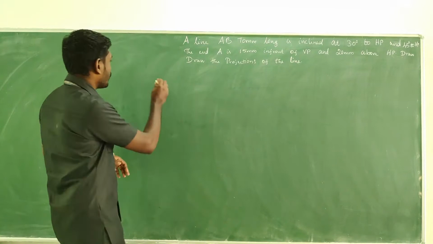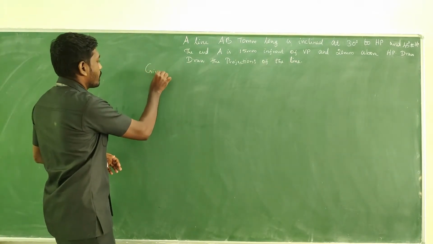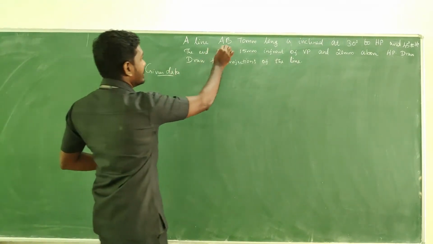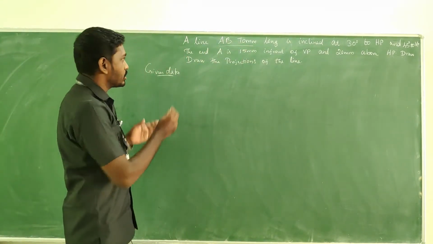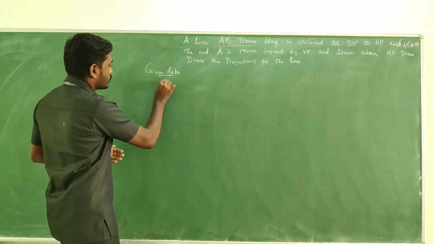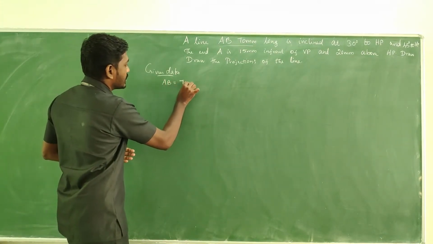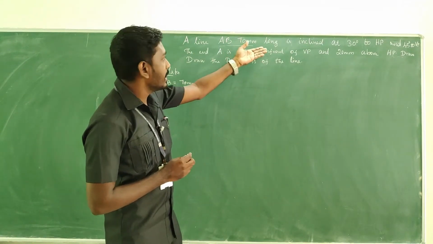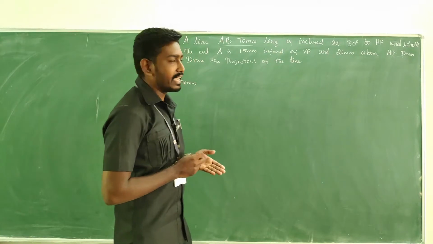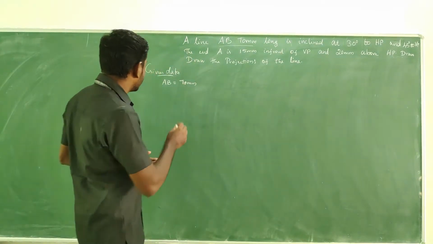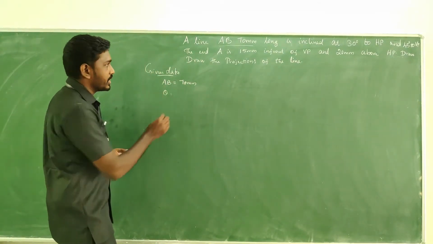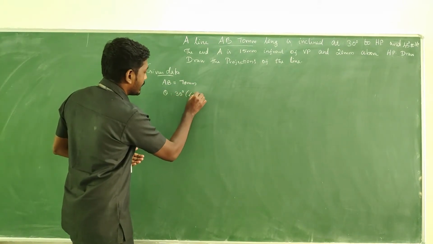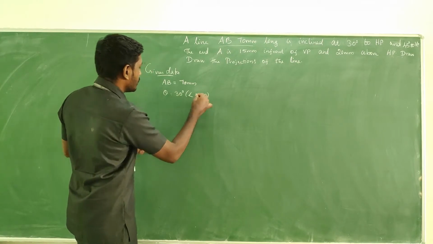So I can say the given data. The true length is given. Line AB is nothing but the true length, so AB is given as 70 mm. And next, the true length is inclined at 30 degrees to HP. That is nothing but angle theta. Theta is given as 30 degrees to HP.